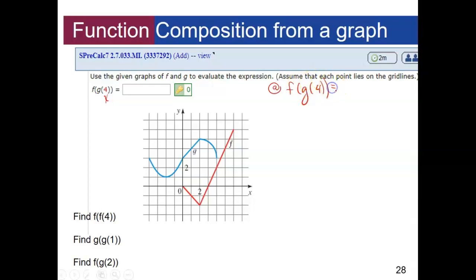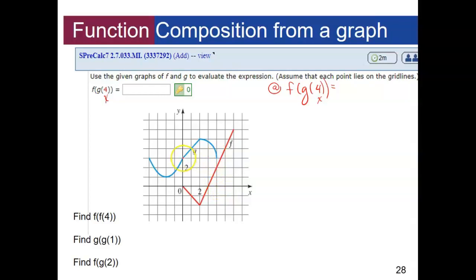So I would say keep yourself organized when you do this. These are not hard, but they're easy to make careless mistakes on. So I'm going to go where x is 4. So 1, 2, 3, 4. And then I'm going to go up to the g function. So g is my blue graph. So I'm going to go to 4 on the x-axis, and I'm going to go up to the blue graph, and I'm going to read that value off.